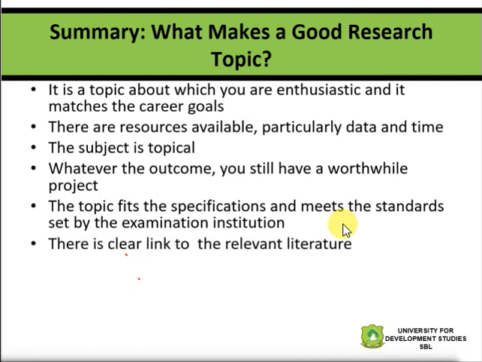So there should be a clear link to the relevant literature in the area that you want to write your project work on. Also, the topic you are researching should be able to provide us some fresh and new insight into the topic, so that if you are looking at technology in the age of the pandemic or in the age of the coronavirus, whatever your outcome is, or whatever your results are, whatever your conclusions would be, it should be interesting.